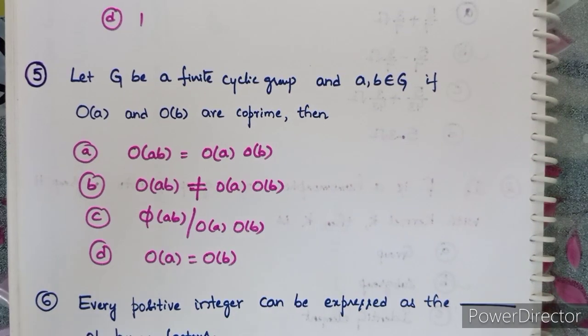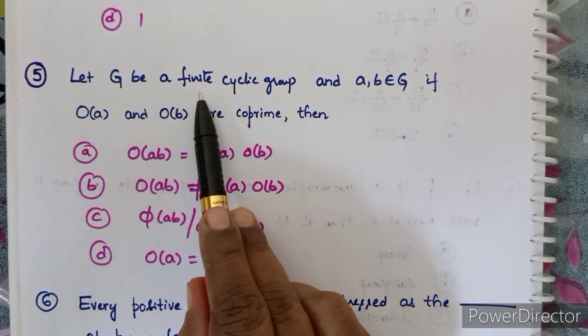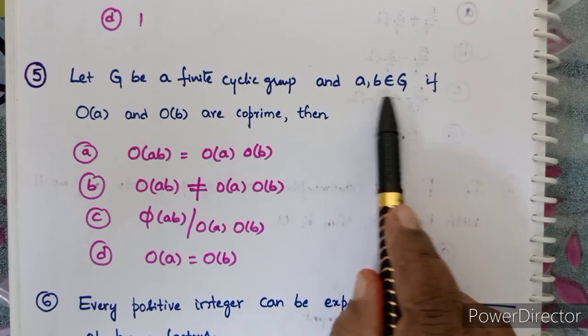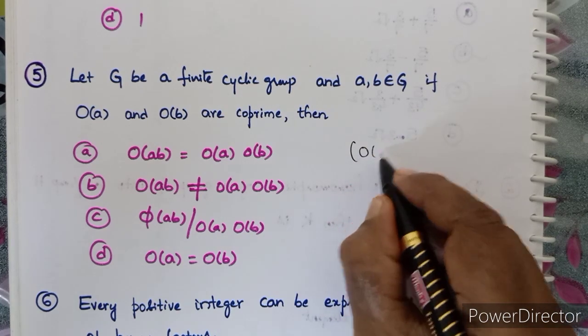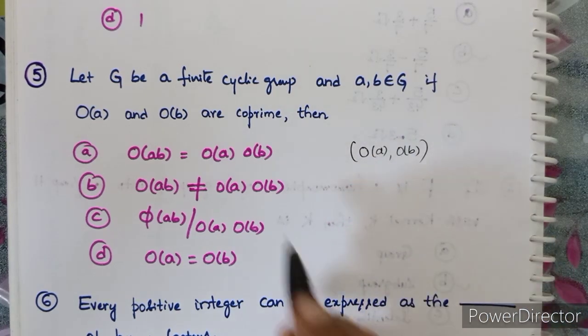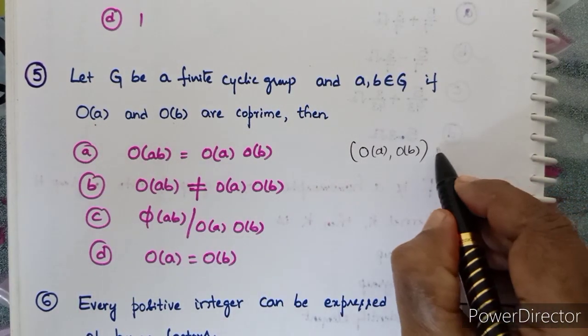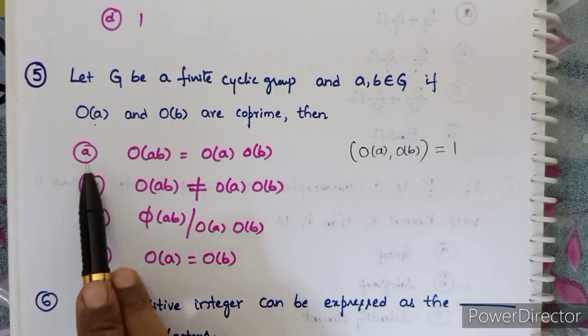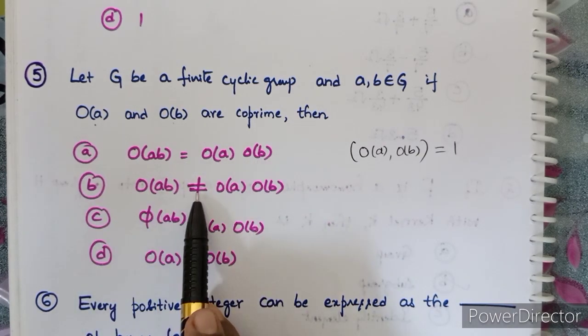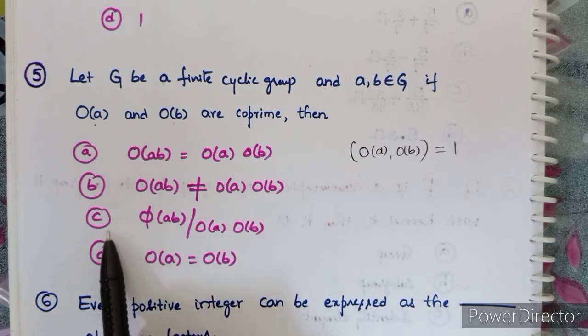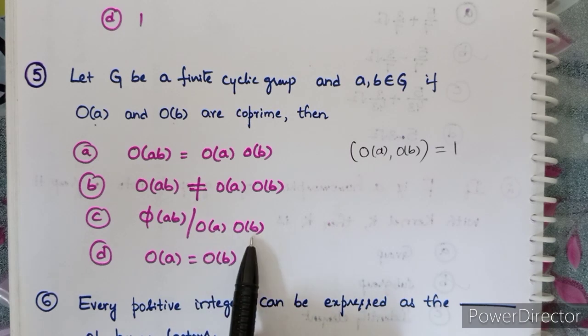Next, coming to the fifth question. Let G be a finite cyclic group and a, b belong to G. If the order of a and the order of b are co-prime, co-prime means the GCD is 1, so the GCD of the orders of a and b is 1. Then option A, order of ab equals order of a times order of b; option B, order of ab is not equal to order of a times order of b; option C, phi of ab divides order of a times order of b; option D, order of a equals order of b. Option A is correct.